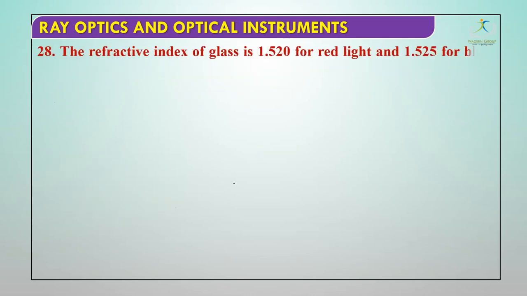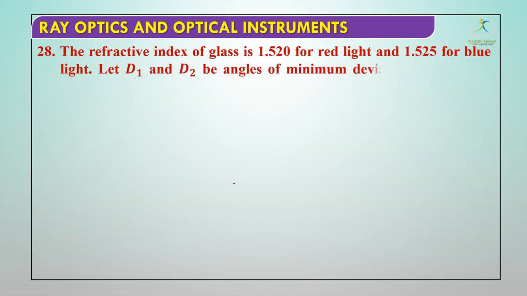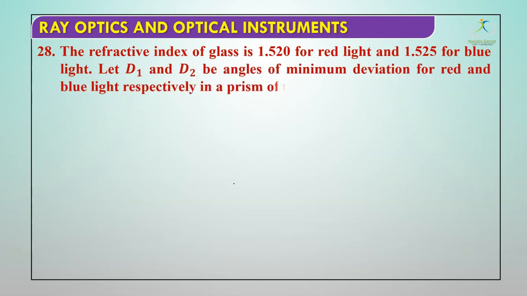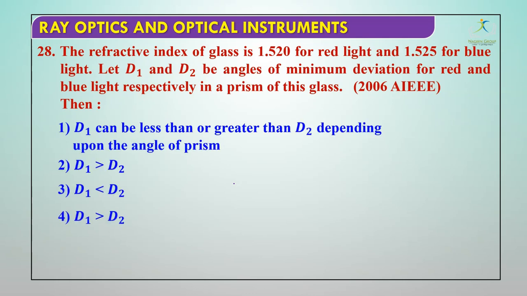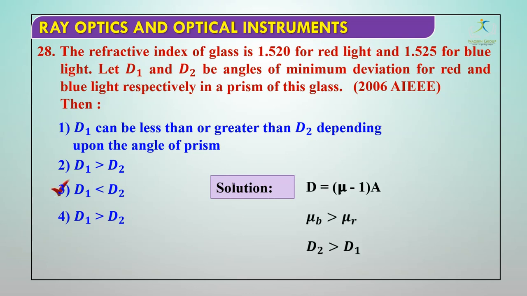The refractive index of a glass is 1.520 for red light and 1.525 for blue light. Let D1 and D2 be the angles of minimum deviation for red and blue light respectively in a prism of this glass. So we have these options. The correct answer for this question is the third one, because D is equal to mu minus 1 times A, mu B is greater than mu R, and D2 is greater than D1.